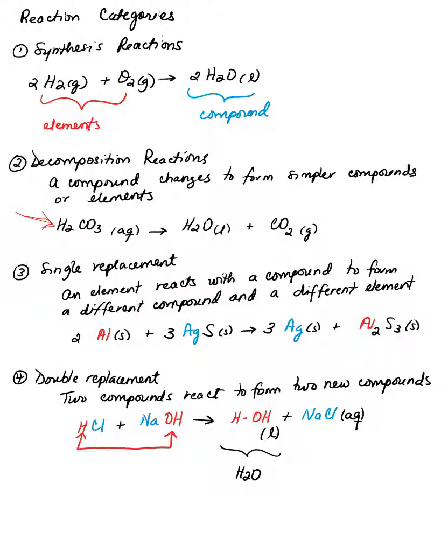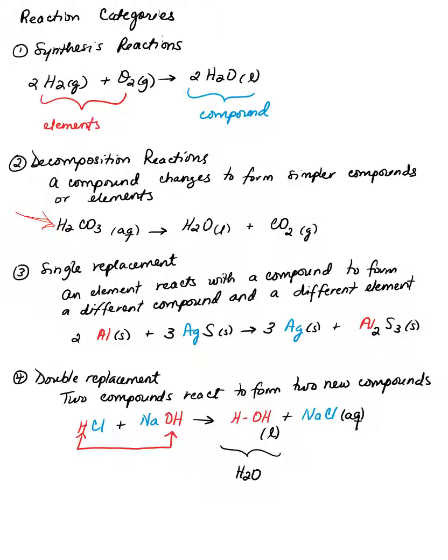Now, number 3 is single replacement. In this type of reaction, you have an element in a compound that is going to be replaced by another element. So you have here aluminum reacting with silver sulfide, and you're forming silver by itself. So you can see how the aluminum is replacing the silver in that compound, silver sulfide. Now as a product, you will have your aluminum sulfide and silver as the element by itself. So it's one element replacing another element in a compound.